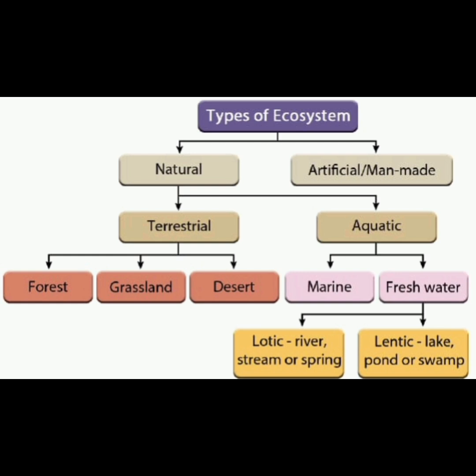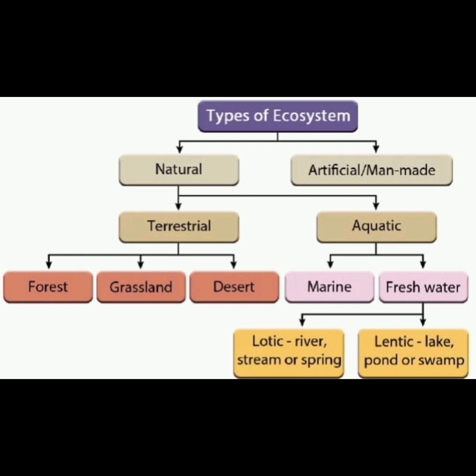Lentic ecosystems are those freshwater ecosystems that include standing freshwater bodies. That means the freshwater here is stagnant. Examples include lakes and ponds. Whereas lotic ecosystem includes those freshwaters which are formed of running water. Examples: streams, rivers and brooks. Here the water is not stagnant and it includes running waters. Okay, so these are the two types of freshwater ecosystems.